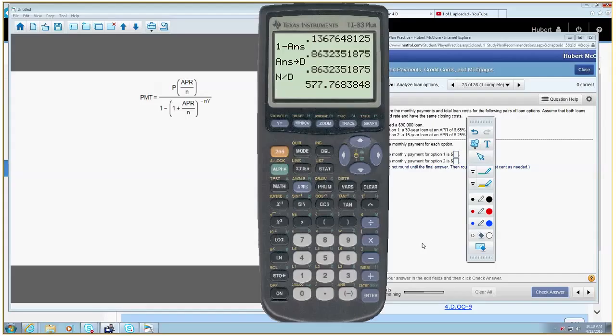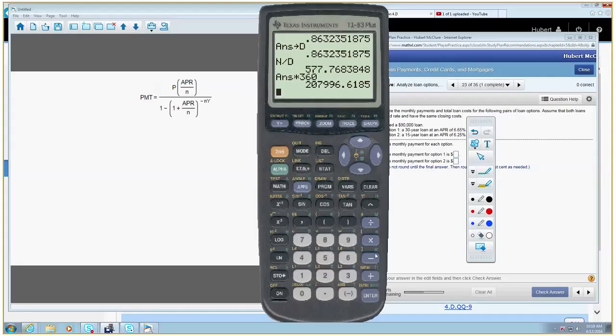All right, so multiply that by what? 360 payments, right? And that's how much you're paying for that $90,000. $208,000 for a $90,000 loan. Somebody's getting rooked. Now let's do it at 15.